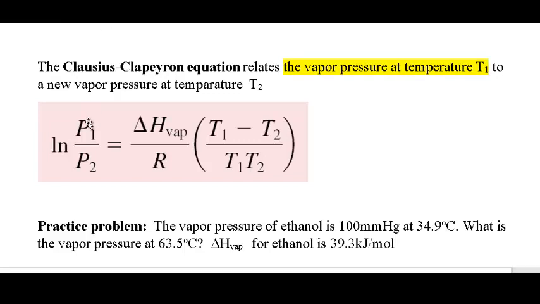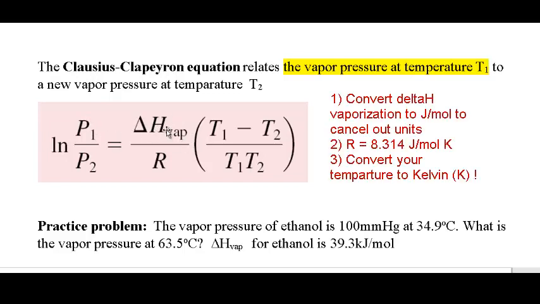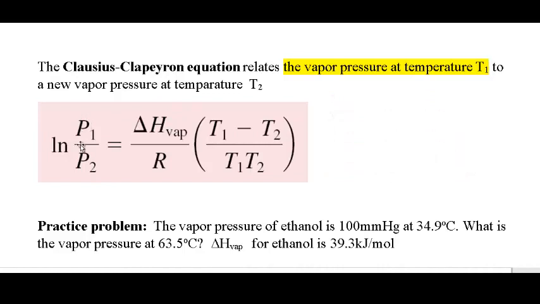So here's the Clausius-Clapeyron equation. A couple of points here. You want to convert your delta H of vaporization to joules per mole, and R here is 8.314 joules per mole Kelvin. The third point is please, please, please convert your temperatures to Kelvin. And another point I'd like to make is that your pressures can be in any unit. Don't feel like you need to convert them to atmospheres or millimeters of mercury.